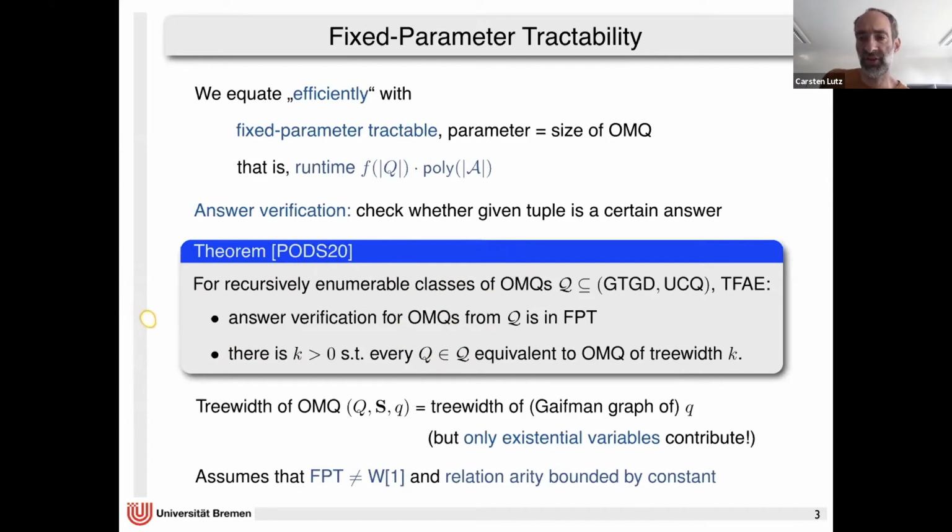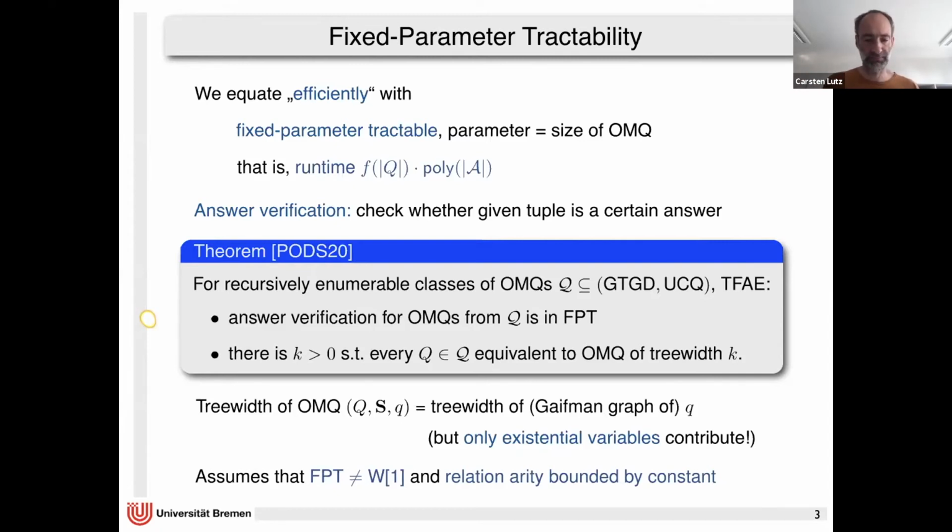First is complexity theoretic, that FPT is not the same as W1. I would not worry about that. That's a standard assumption from parameterized complexity theory. And the second is that the arity of all the relations that we use is bounded by a constant. That is a more serious restriction. I cannot discuss it further at this point, but I will make the same assumptions in what we do now on counting.